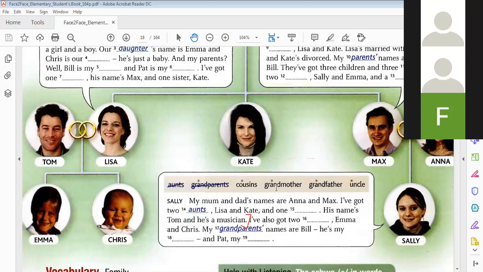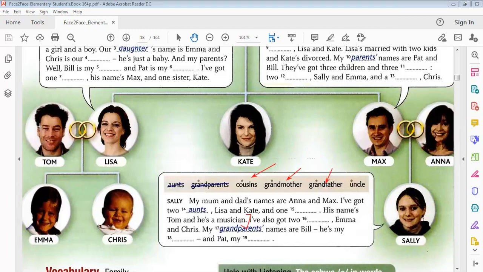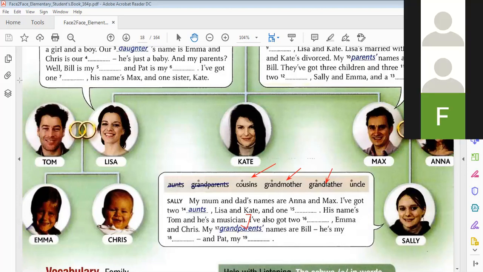Okay, but choose the words from the box on the media. Can you see the words in the box? Okay. First, let's see who you were talking about, Tom. Where's Tom? Can you see Tom? Yes. Okay, on the media. You can try again.